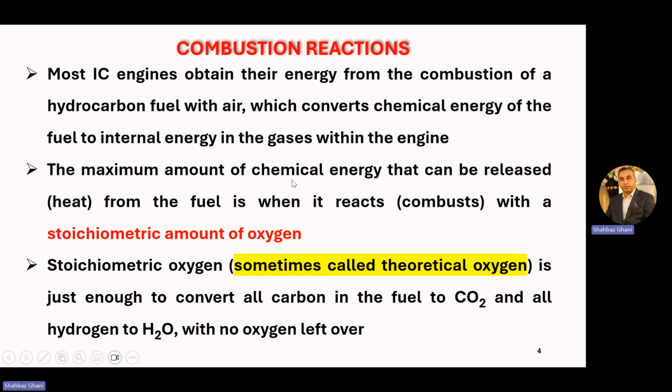The maximum amount of chemical energy that can be released as heat from the fuel is when it reacts, or combusts, with the stoichiometric amount of oxygen. So a correct amount of fuel with a correct amount of oxygen gives us the maximum amount of chemical energy. If there is some variation, we will not get this maximum amount. The stoichiometric oxygen, sometimes called theoretical oxygen, is just enough to convert all carbon in the fuel to carbon dioxide and all hydrogen to H2O with no oxygen left over.